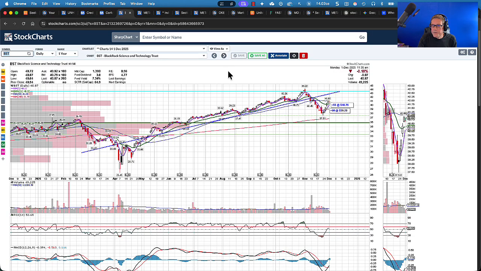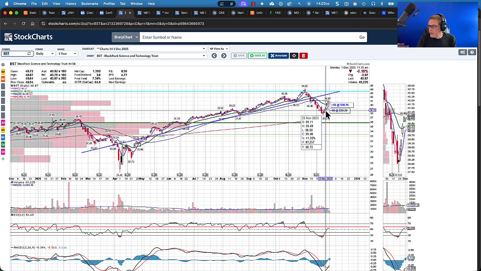The next stock is actually a closed-end fund, and this is BST, the BlackRock Science and Technology Trust. It primarily invests in technology and science type stocks. Has been on a pretty solid uptrend indicated by this blue line here. It did break down below that line on about the 10th of November, and for much of November it was struggling with the flatness of the technology stocks and the sell-off in the technology stocks.